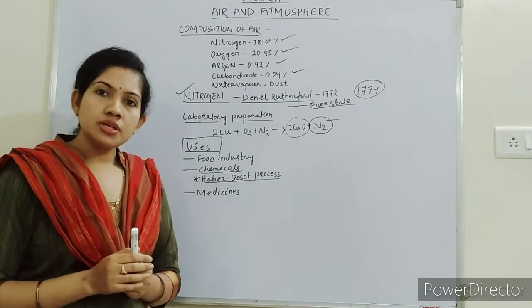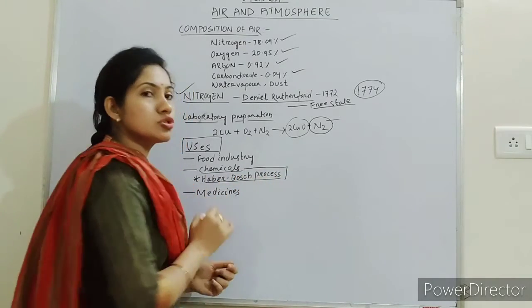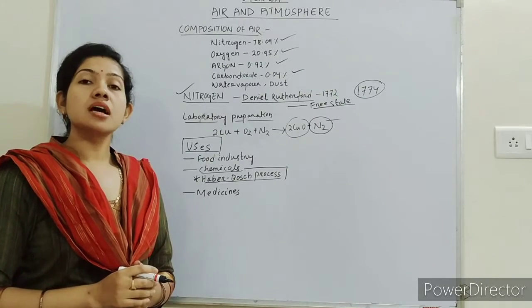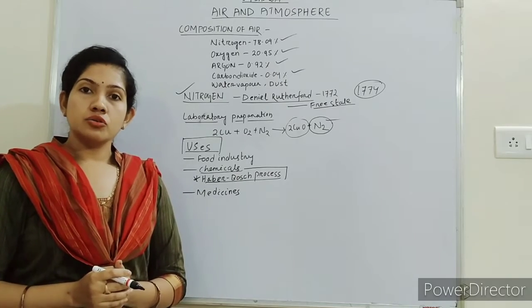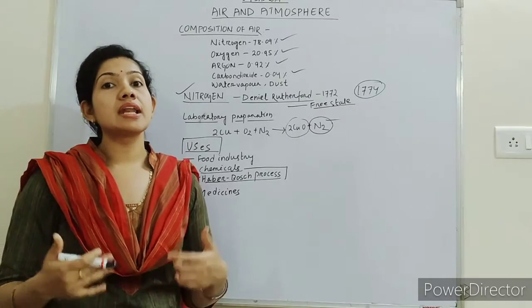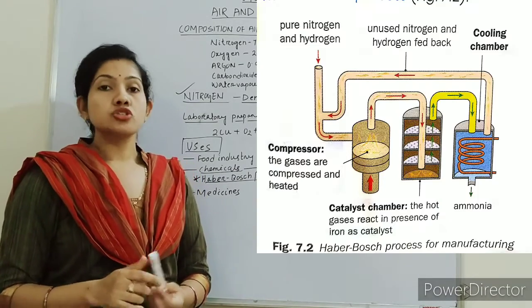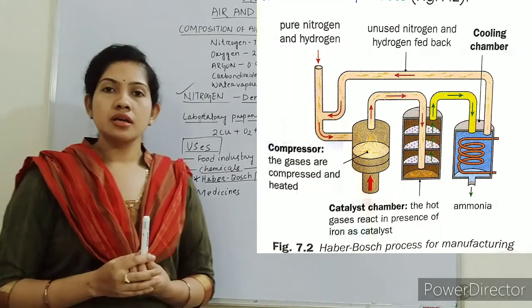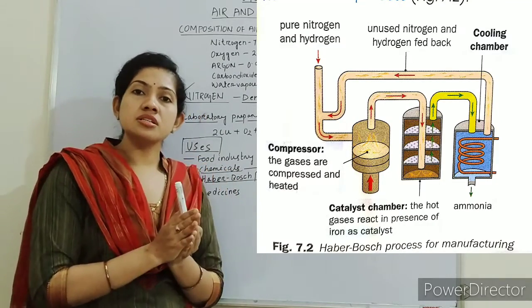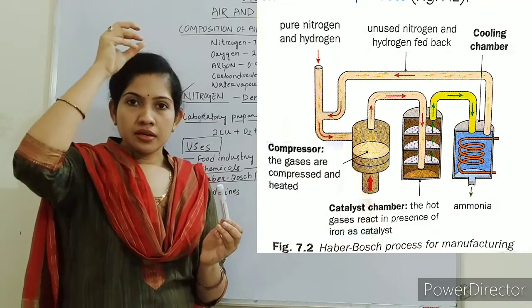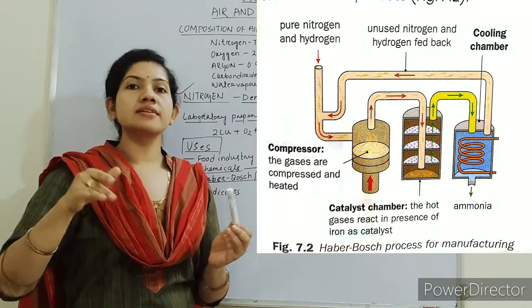So in industry they are using the Haber-Bosch process. With the help of the Haber-Bosch process they are manufacturing ammonia on a large scale, and ammonia is a very widely used fertilizer. So what is the laboratory setup of the Haber-Bosch process? You can see here. At first they will allow atmospheric gases like hydrogen and nitrogen inside the chamber.